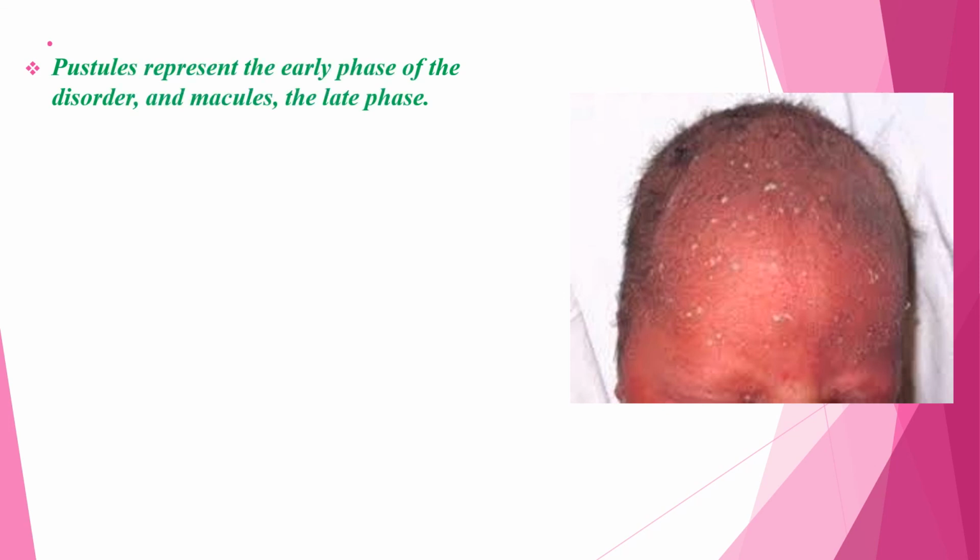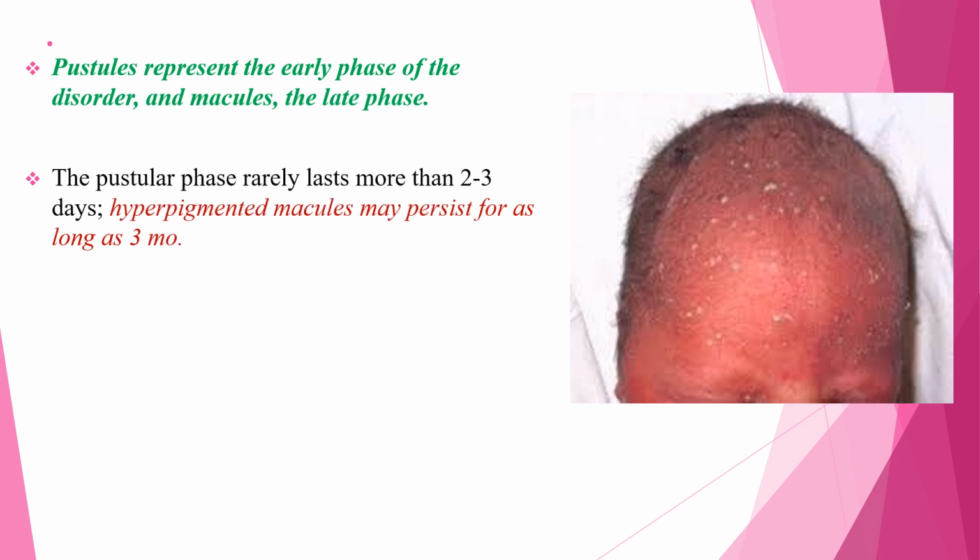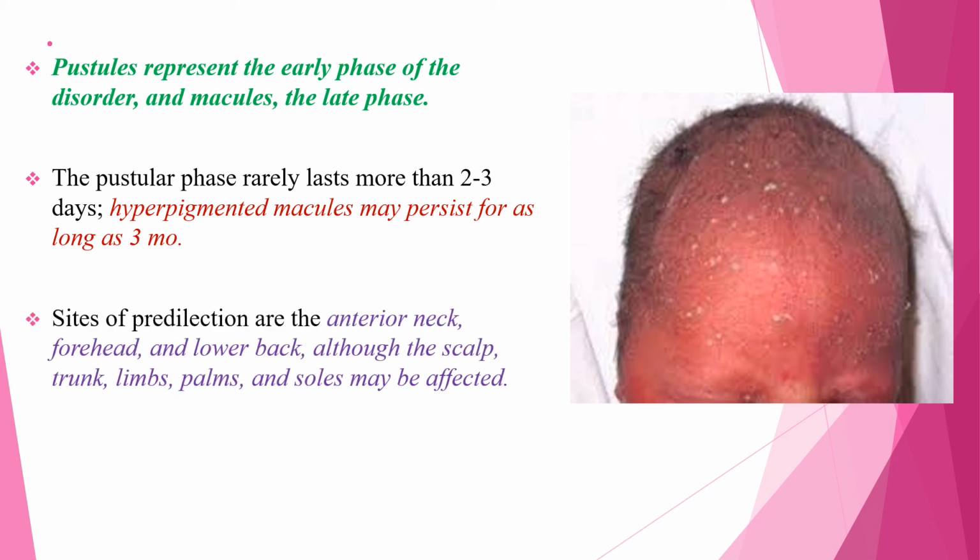As I have said, pustules represent the early phase of the disorder and the macules are the late phase. The pustule phase rarely lasts more than 2 to 3 days, whereas hyperpigmented macules may persist for as long as 3 months. The sites of predilection are the anterior neck, forehead, and lower back, although the scalp, trunk, limbs, palms, and the soles might be affected.